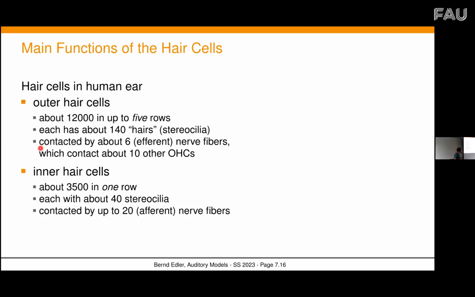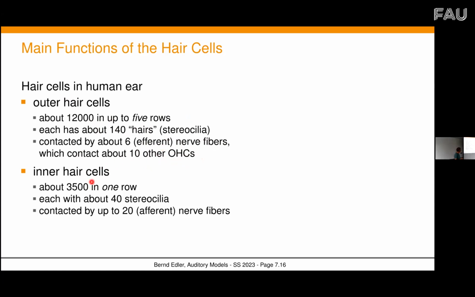But the fact is that there are about 6 efferent nerve fibers contacting every outer hair cell, but every one of those nerve fibers does not only contact one outer hair cell, but about 10 in total. So in that region, information from one auditory nerve fiber could influence multiple outer hair cells.